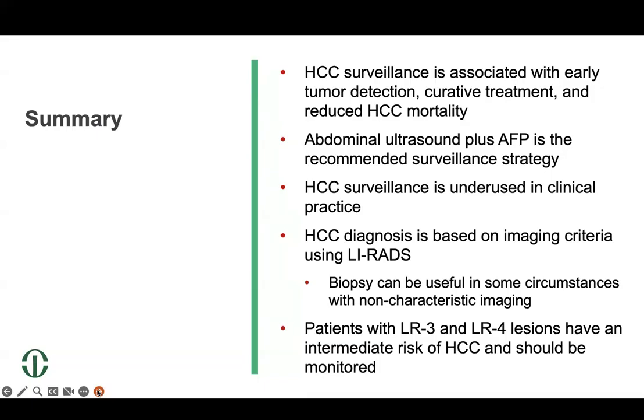Abdominal ultrasound with alpha fetoprotein, despite the many things that I said were terrible about it, are still our recommended surveillance strategy, and liver cancer surveillance is underused for all the reasons that we talked about. You're going to use the LI-RADS criteria to identify how risky a lesion is, and then you're going to change your surveillance protocols in individuals who have LI-RADS 3 and 4 lesions, because the risk of liver cancer is starting to become significant. All right, I think now I tried to leave enough time for some questions.